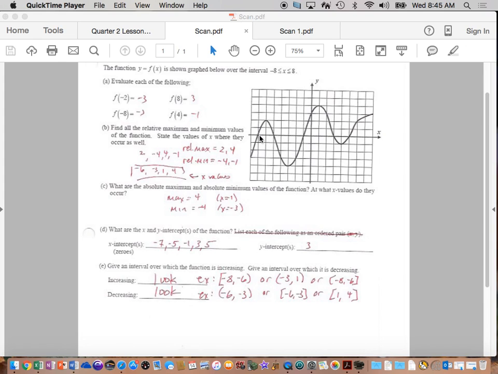x-axis here, which is -7. Here, which is -5. Here is -1. Here is 3. Here is 5. So those are where it crosses the x-intercepts, and we list them out. It only crosses the y-axis or creates a y-intercept once at that value, which is 3.